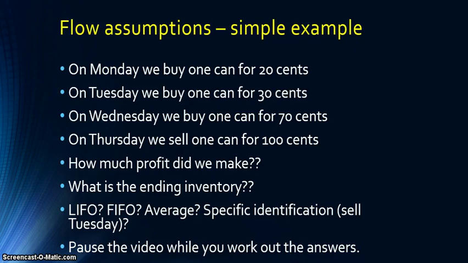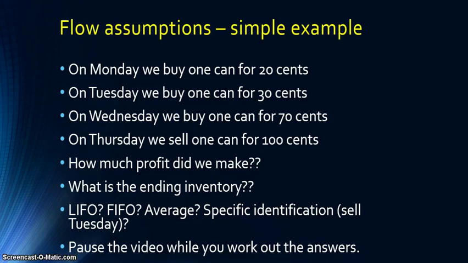If we assume specific identification, and we know that the can that we sold, somehow or other we've marked it or something, I don't know, but we sell the Tuesday one, so therefore if we sell the Tuesday one for 100 cents and we paid 30 cents for it, then we're making a profit of 70 cents.